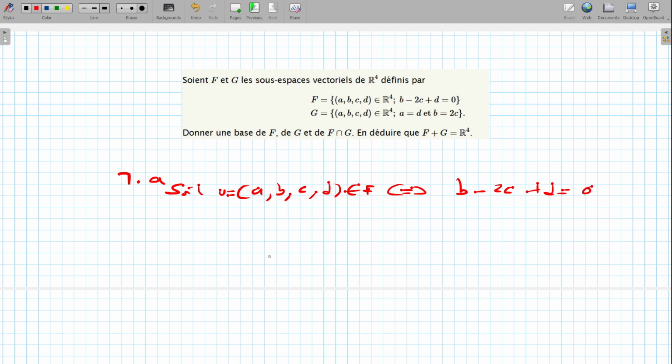Just like we solved the previous exercise, you are free to make any of these items the subject. It's advised that you make either B or D the subject because they have a coefficient of 1. So here B is going to be equal to 2C minus D. Then this vector U with components A, B, C, and D is going to be decomposed into: the A is A, the B is 2C minus D, the C is C, and the D is D, like so. This is what we have so far.